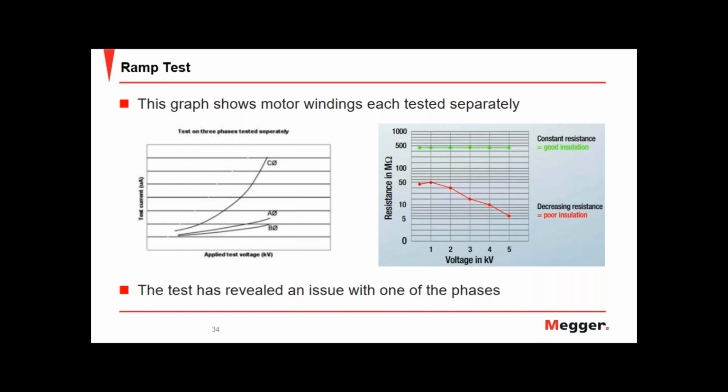On the right-hand side, again, we're looking at the Megger value on the left-hand axis, and we can see that the voltage is rising on the bottom axis. As you can see in the red one, we see a decrease in insulation resistance value as we apply an increase in voltage. This indicates a poor insulation. There's something obviously untoward with that one. However, at the top line, we can see a constant IR value, irrespective of the voltage that we're testing at, and this indicates a good insulation resistance.